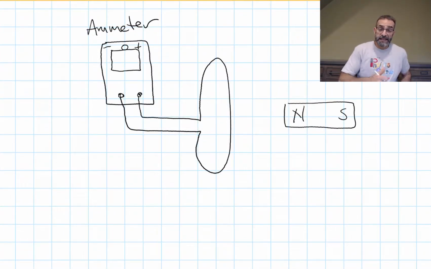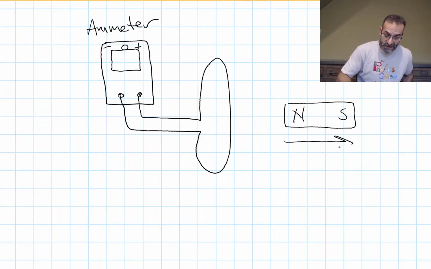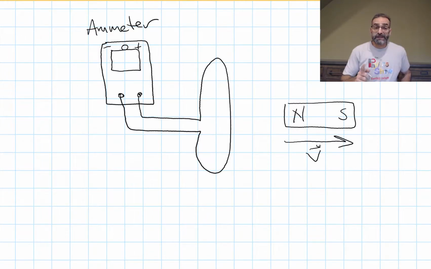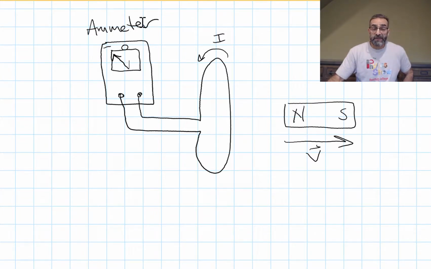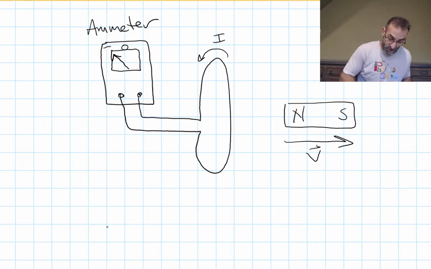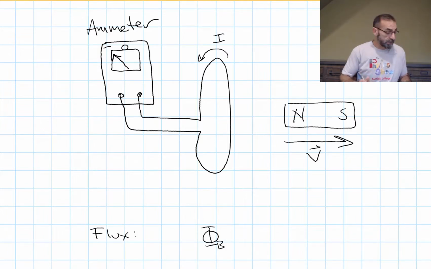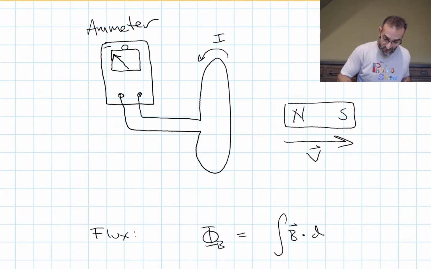Now we take that same magnet and we pull it away. We give it some velocity in this direction. And the current flows again, but it flows in the opposite direction. This has a lot to do with the magnetic flux through the loop of wire. So remember flux, I'm going to use a B because we're talking about magnetic flux now. This is going to be equal to the integral of B dot dA over the surface.